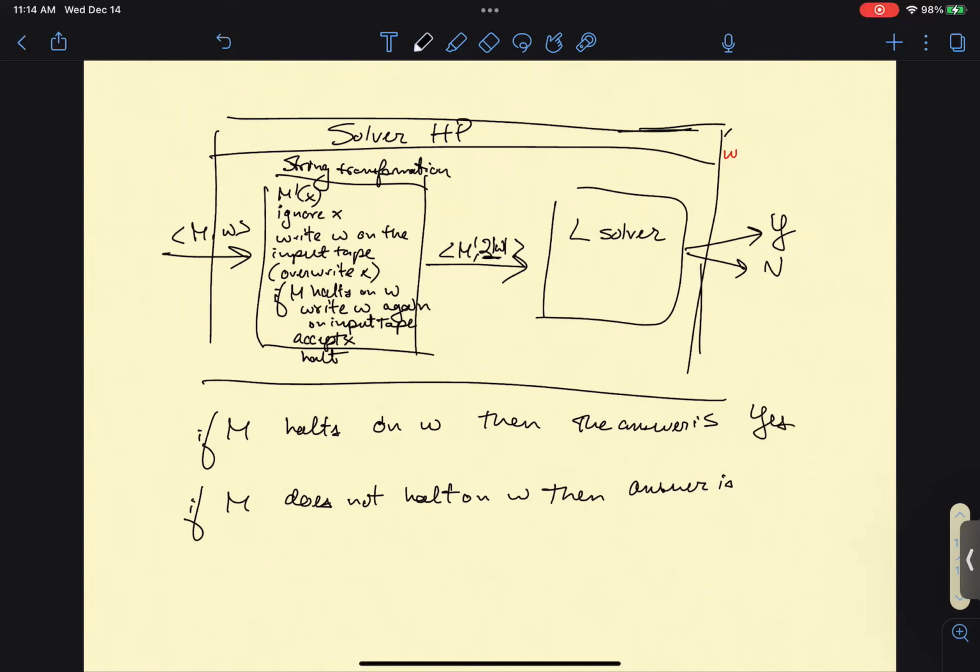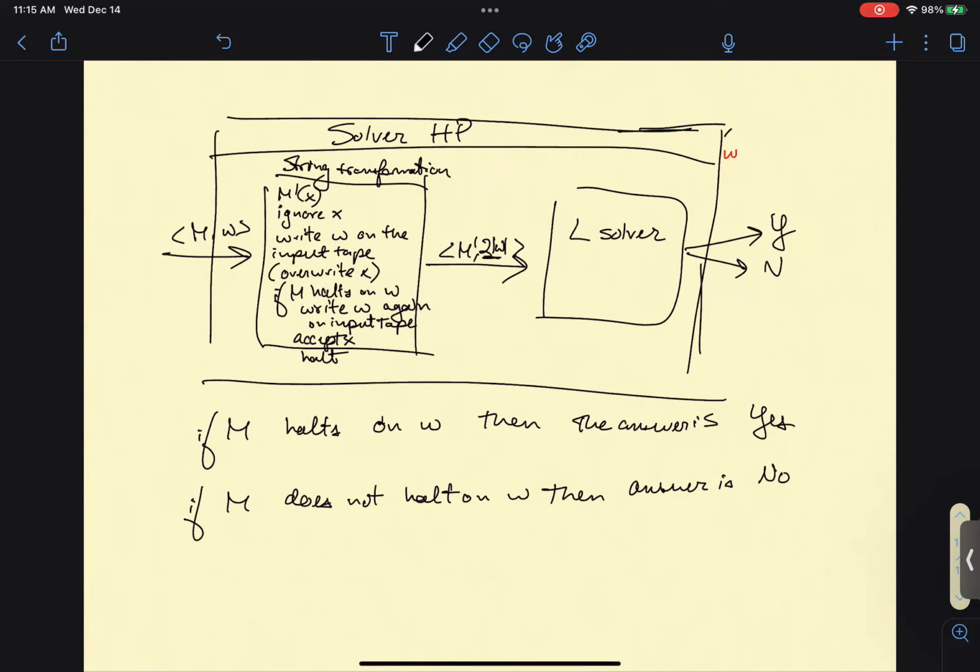How about when it doesn't halt? If it doesn't halt, how many input cells on the tape does it use? W, yes. So the answer is no, because, supposing W is not epsilon, the length of W is less than 2 times the length of W. So then the answer is no, and this works.